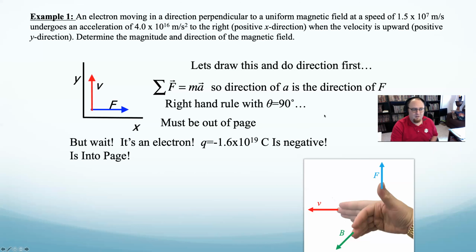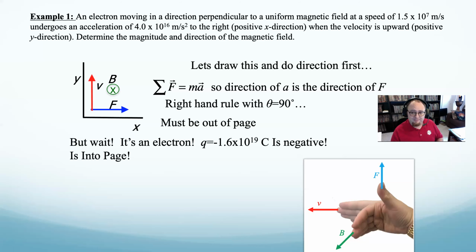Once again, with video, this is hard because it's mirroring. Just play with your hands on your own, whatever that means, and I'm sure you will see what I mean. So that's the direction of the magnetic field. It's into the page.